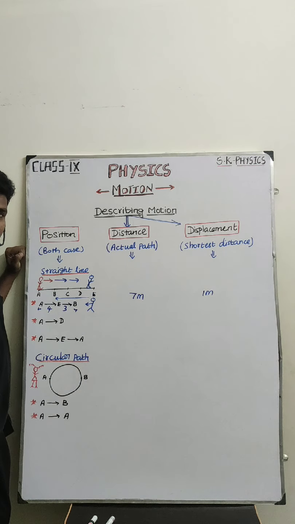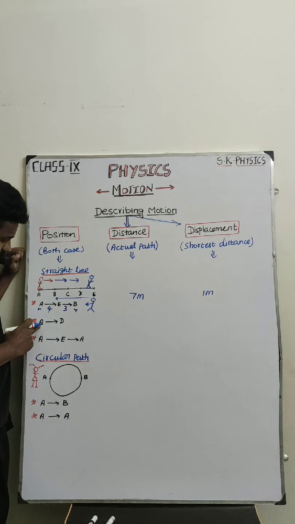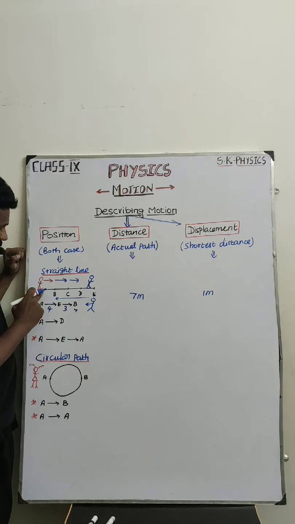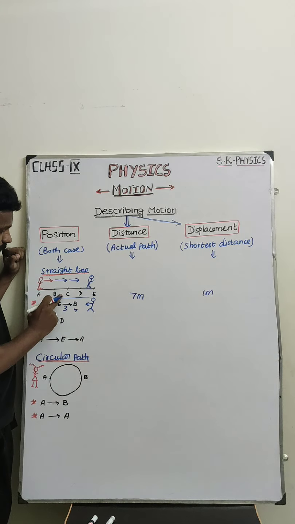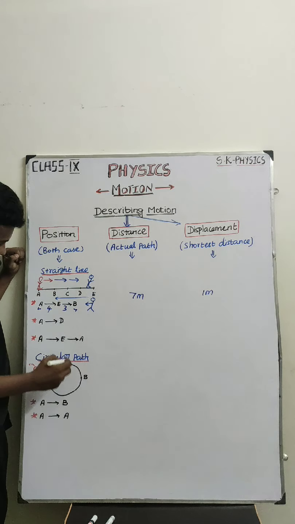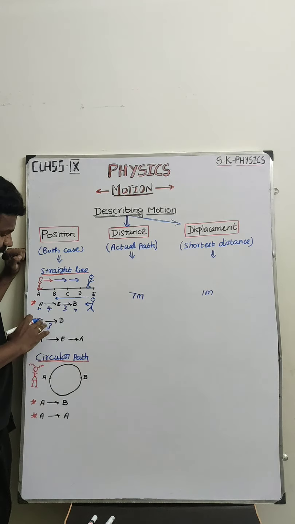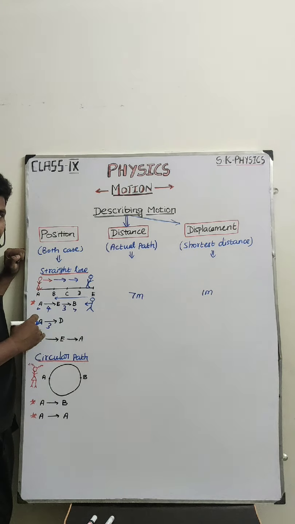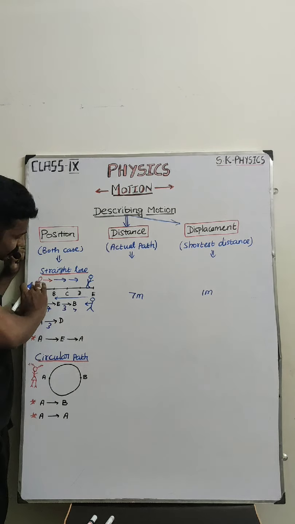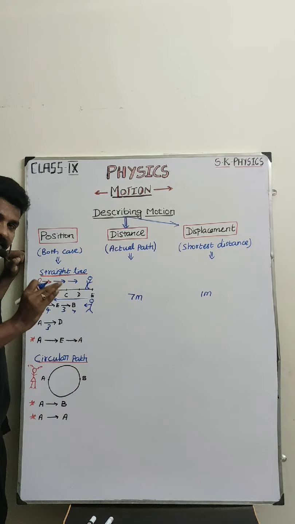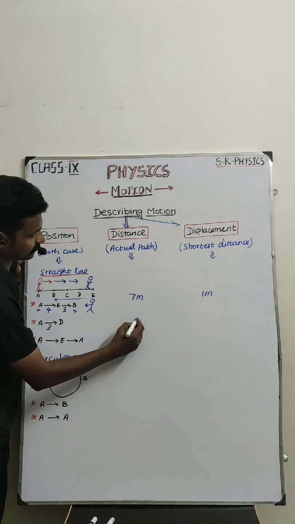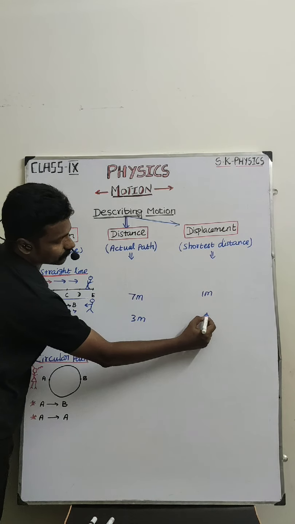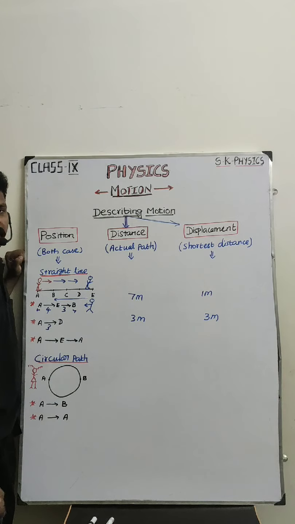Then the next case: directly from A to D. Please listen. A to D is 1 meter, 1 meter, 1 meter, so totally 3 meters covered. If you observe, it is like a straight line. In this straight line case, he didn't return back, so distance and displacement are the same. 3 meters is the distance, and 3 meters is the displacement also.